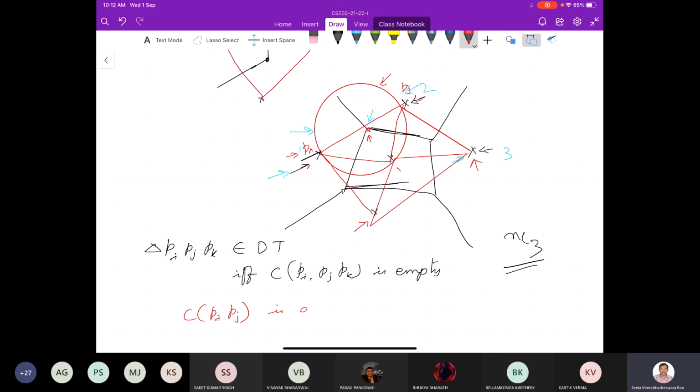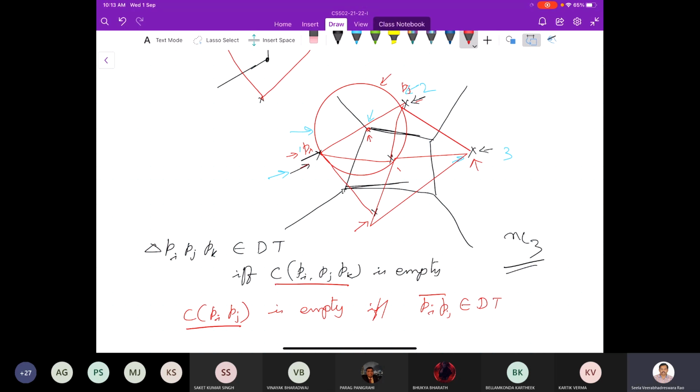is empty. There's no other point inside this one. Of course, it is the same circle, but we are treating it differently. The notation we change slightly. Instead of this notation, we are saying this. So in this case, this edge PIPJ belongs to Delaunay triangulation.